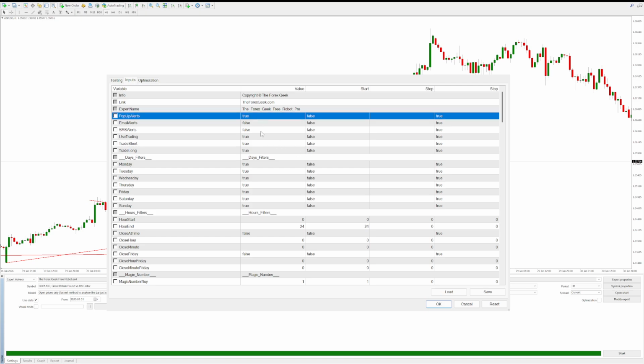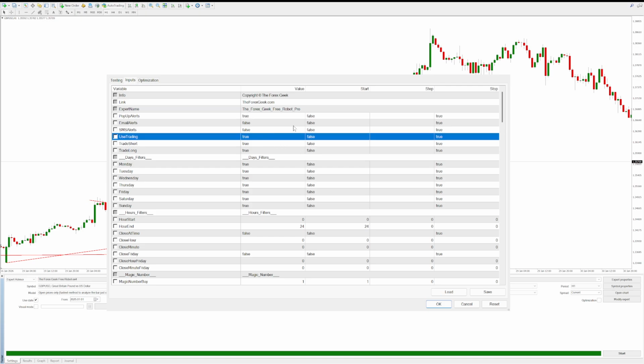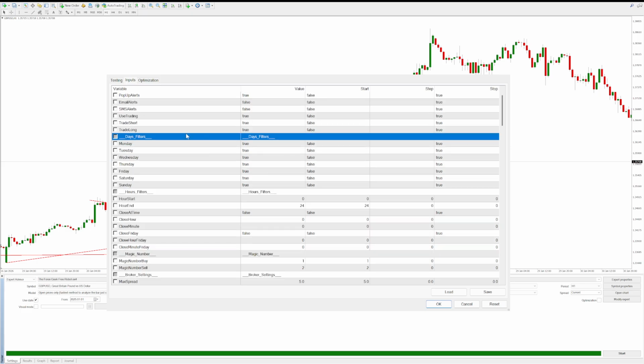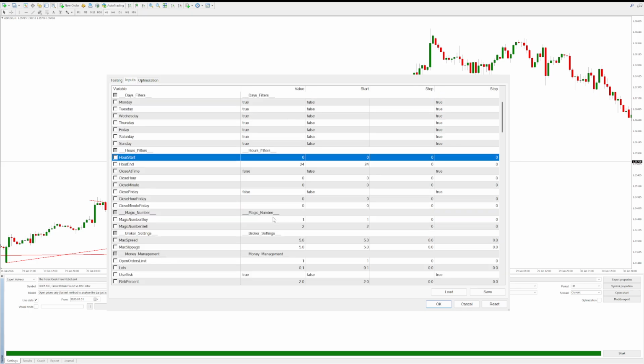Okay, you can have pop-up alerts or email alerts and SMS alerts, as well as use trading. If you have use trading set to true, the EA can actually place and manage the trades on your behalf. Okay, you can combine pop-up alerts with trading. So for example, if it does place a trade, you receive an alert, so you can quickly check from there on in. Days filter, you can choose the days you wish for the EA to trade, the hours as well.